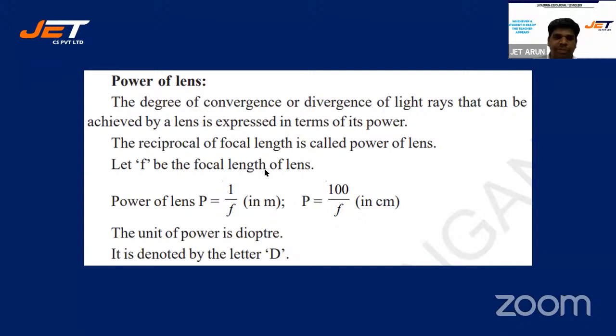Look at the formula, students. It's 1 by f in meters. It's 100 by f in centimeters. Many people make mistakes here, students. Be careful with that. In centimeters, when you write 100 by f. In meters, it's 1 by f.